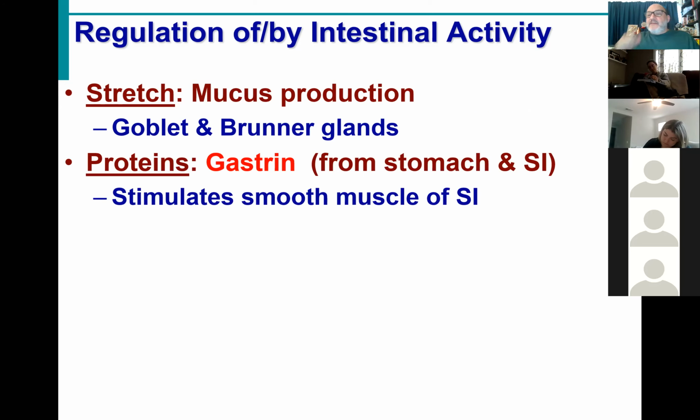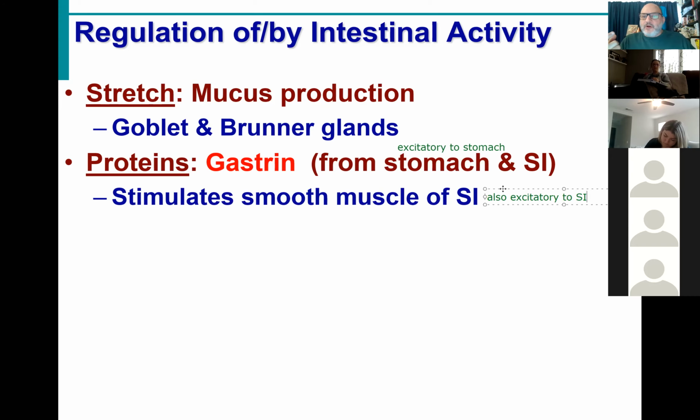Now, if the composition of the food contains a fair amount of proteins, remember we said proteins are relatively easy to break down. So proteins lead to the production of gastrin. Gastrin, as we know, is going to be excitatory to the stomach, causing it to increase its activity, but it is also excitatory to the small intestine, where it increases the motility of the small intestine.